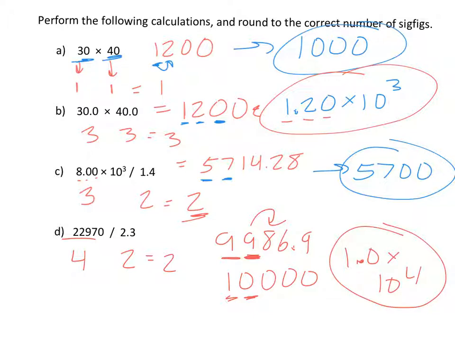Bottom line is figure out how many sig figs your answer should have, and then at the end, make sure you have that number. So this one needed 1, this one needed 3, this one needed 2, this one needed 2.